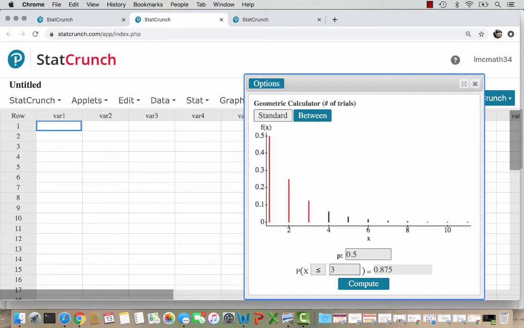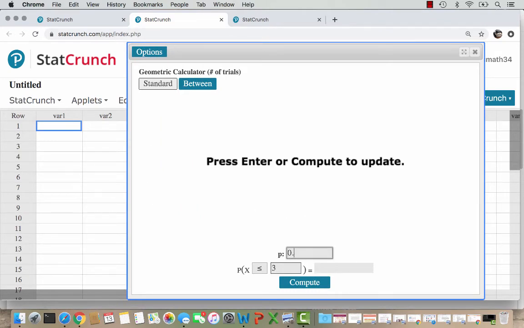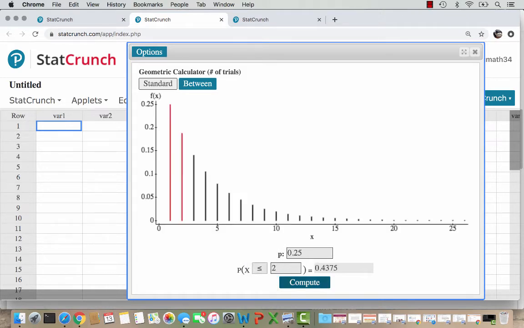So we want to verify our calculation for the probability that the first or the second player draws a heart card. The probability of hearts is 0.25, so I'm going to change my P here to be 0.25. And then we're looking at the first or the second player, so this is the probability that X is less than or equal to 2. If we wanted just the second player draws hearts, we would come down here and choose equals. And if we hit compute, we get 0.4375, which matches what we added up.